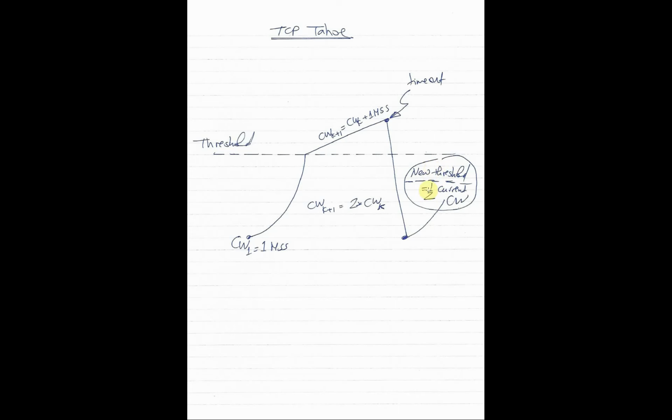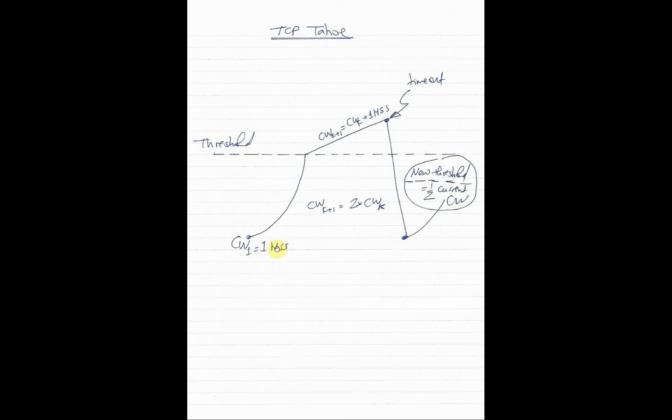They don't know because the network is inside, it's in the core. We have routers and we have links that we don't have access to and that we don't know. So the idea is as follows. Since I don't know how much the network can handle, I start with a small congestion window.